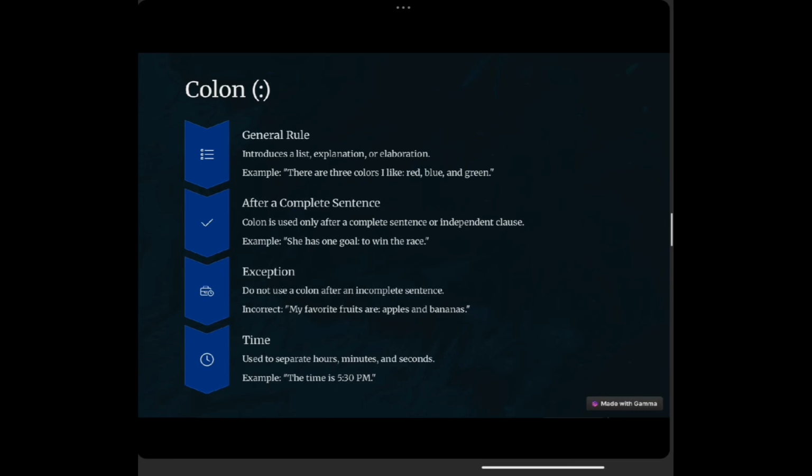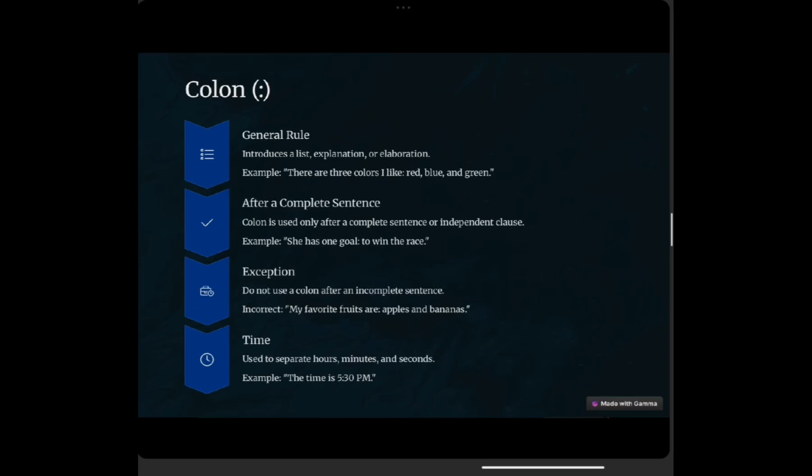Next is the colon. A colon introduces something important like a list, an explanation, or a conclusion. For example, "There are three colors I like: red, blue, and green." We use a colon after a complete sentence or an independent clause, such as "She has one goal: to win the race." Here, "She has one goal" is a complete sentence or an independent clause.